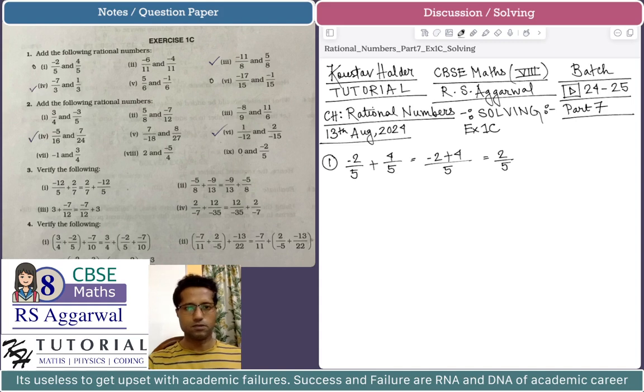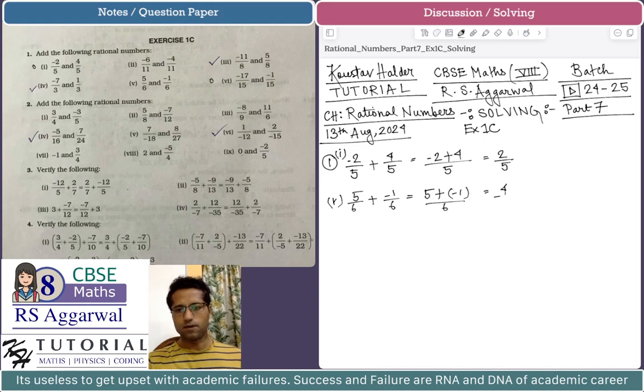This was part 1. While I am solving the problems, you can pause the video and take a screenshot for your future reference. So part 5 is 5 by 6 plus minus 1 by 6. We just add the numerators. This becomes 5 plus minus 1 divided by 6, which is 4 by 6.